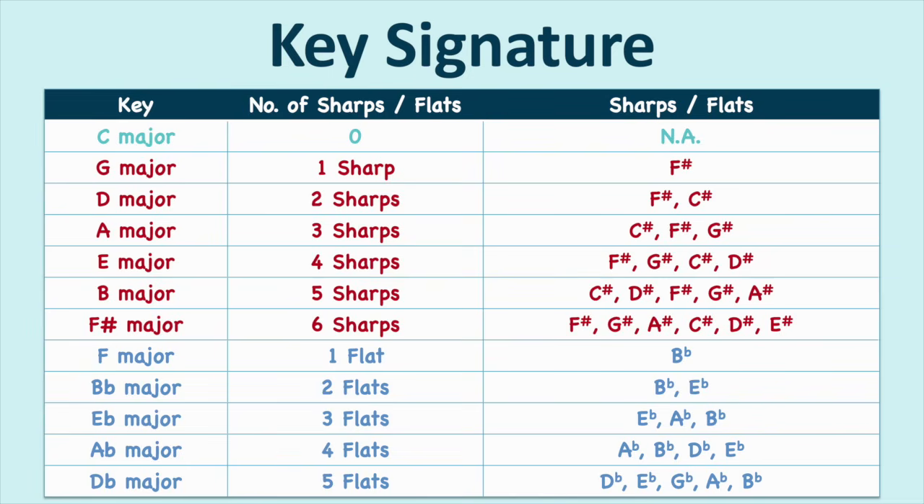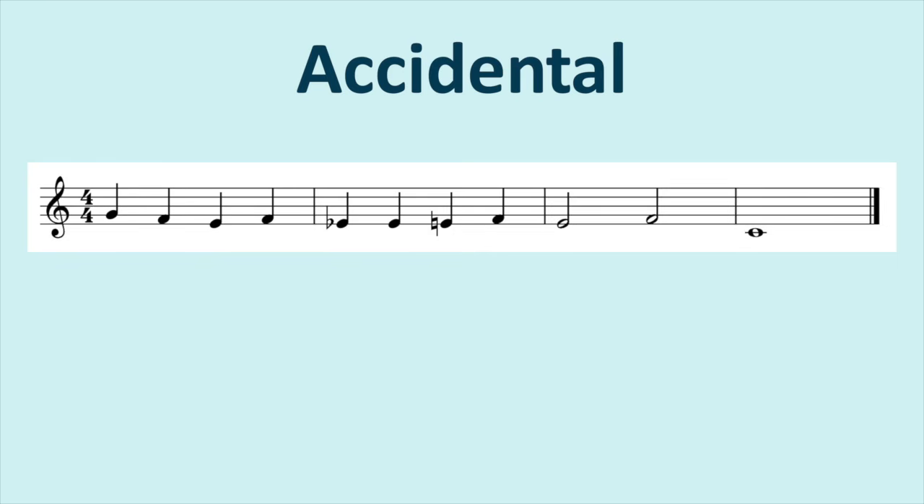However, sometimes during the course of a piece of music, other sharps or flats which are not included in the key signature may appear suddenly before a note. Sharps and flats used in this way are called accidentals. Once an accidental is written, it remains in force until the end of the measure. At the same time, a sharp or a flat in the key signature may be cancelled by the use of a natural sign. And let's study this example.